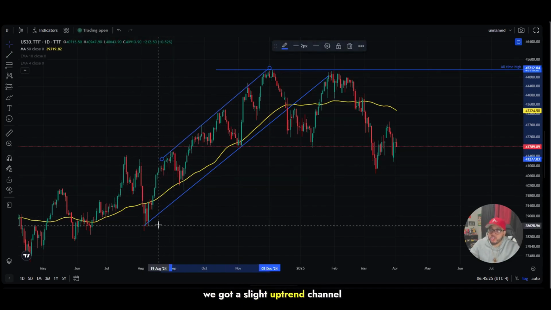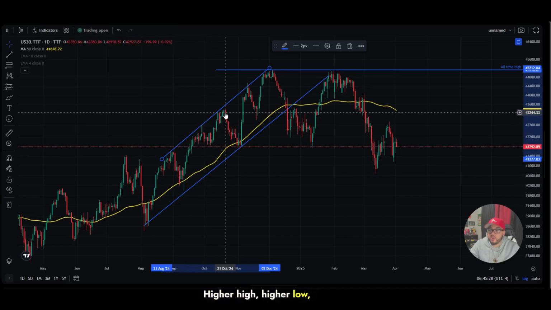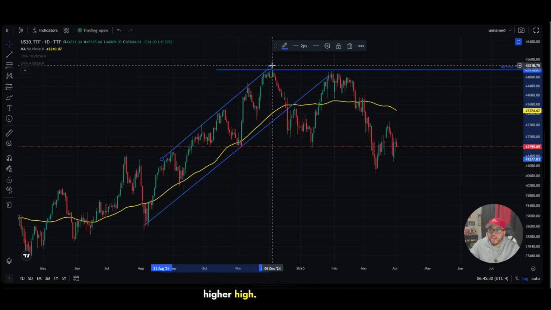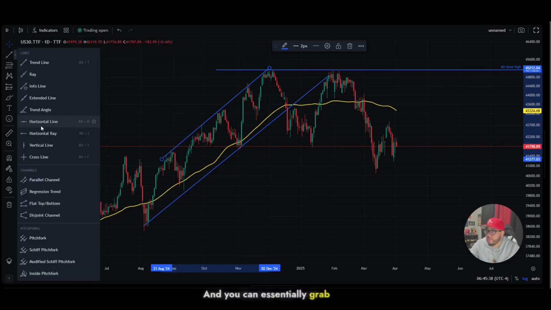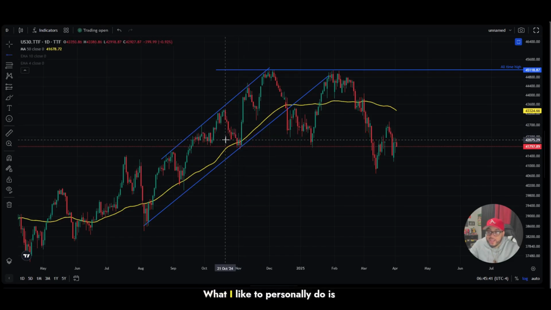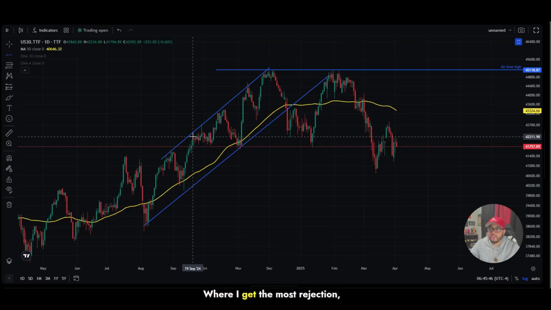we got a slight uptrend channel, as you can see here. Higher high, higher low, higher high, higher low, higher high, and then it creates a new lower low. So what we like to do is mark off these lower lows, right? And you can essentially grab it from wherever you want. What I like to personally do is grab it where I can get the most candlesticks, right? Where I get the most rejection, either at support at the bottom or at resistance at the top. If it plays on both sides, even better. Kind of gives me that key level instinct or whatever the case is, right? We get some action around this area, right?